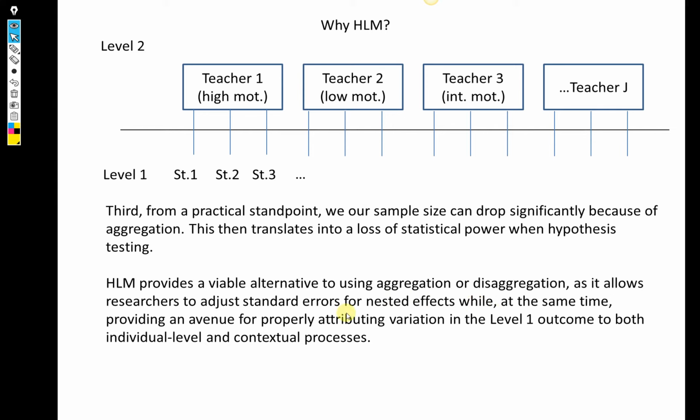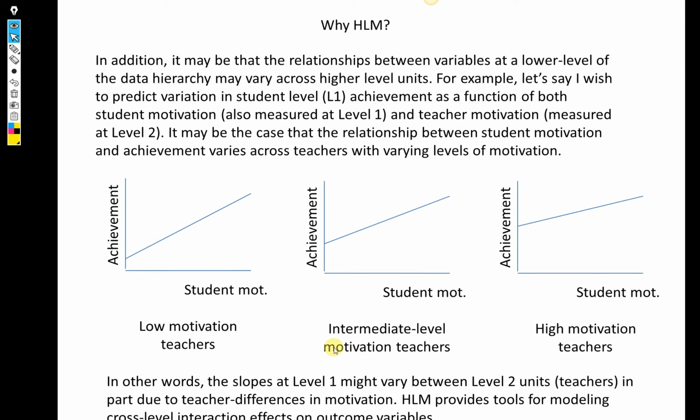In addition, it may be the case that relationships between variables at a lower level of the data hierarchy may vary across higher level units. For example, let's say we wish to predict variation in student achievement as a function of both student motivation and teacher motivation. It may be the case that the relationship between student motivation and achievement varies across teachers who themselves have varying levels of motivation. So this is kind of an example of what I'm talking about.